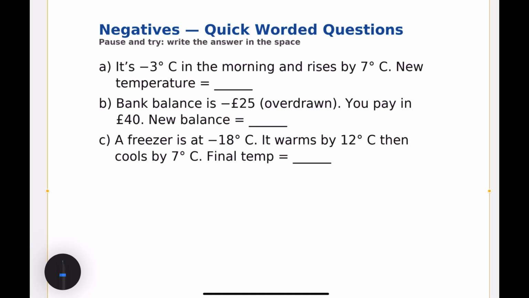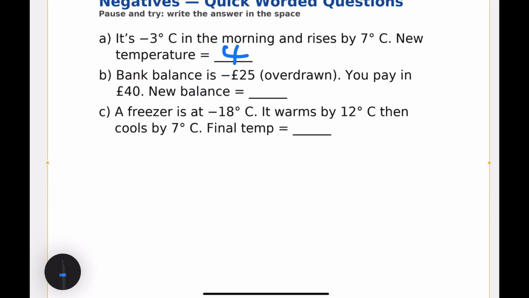So the first question is, it's negative 3 degrees Celsius in the morning and rises by 7 degrees Celsius. What is the new temperature? So what we are basically doing is negative 3 plus 7. So that would be 7 minus 3, which is 4. So the final answer would be 4.